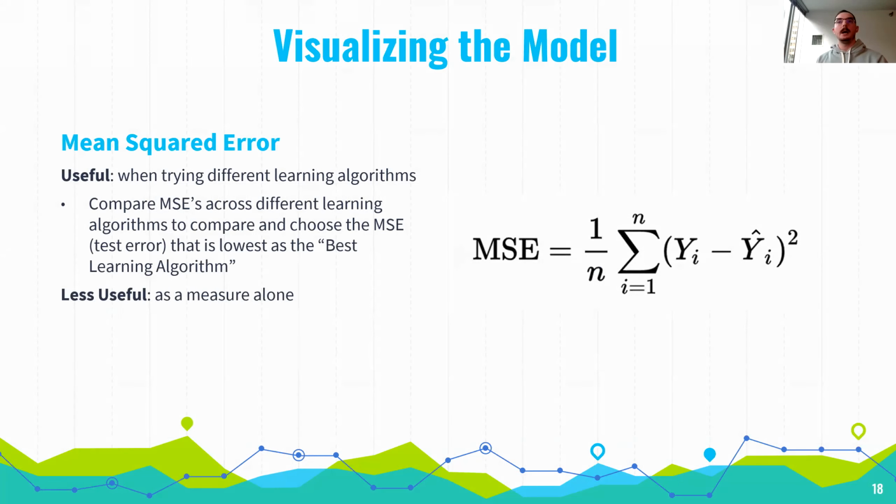So when visualizing the model, there are 2 values that we focused on. First, we focused on mean squared error. We compared mean squared error across different learning algorithms to choose the MSE, or test error, that was the lowest across all 4 algorithms. It's less useful as a measure alone, but in this specific example, we found that it was a really good way to compare our different learning algorithms.